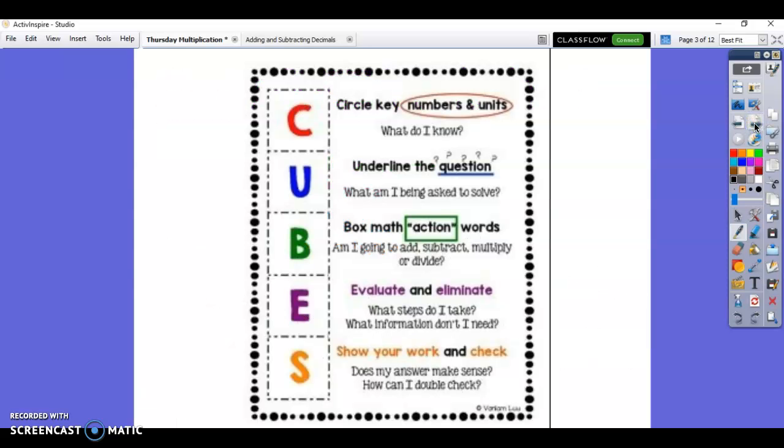So with word problems, I like to do CUBES, which is circling your key numbers and units. You underline the question, box any action words, evaluate and eliminate if you have to, and make sure that you show your work and check, which is super important when it comes to multi-step problems, is making sure you know what steps you're supposed to do.